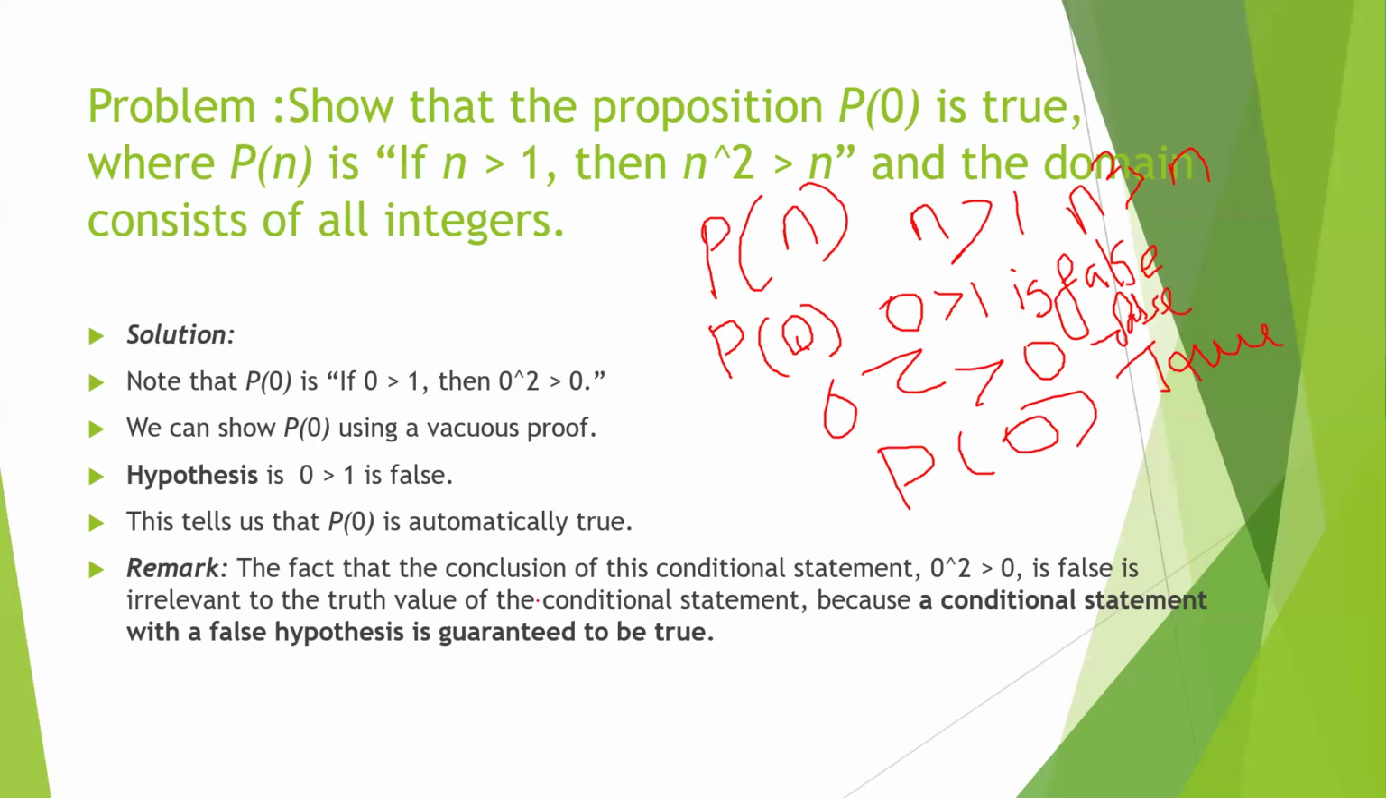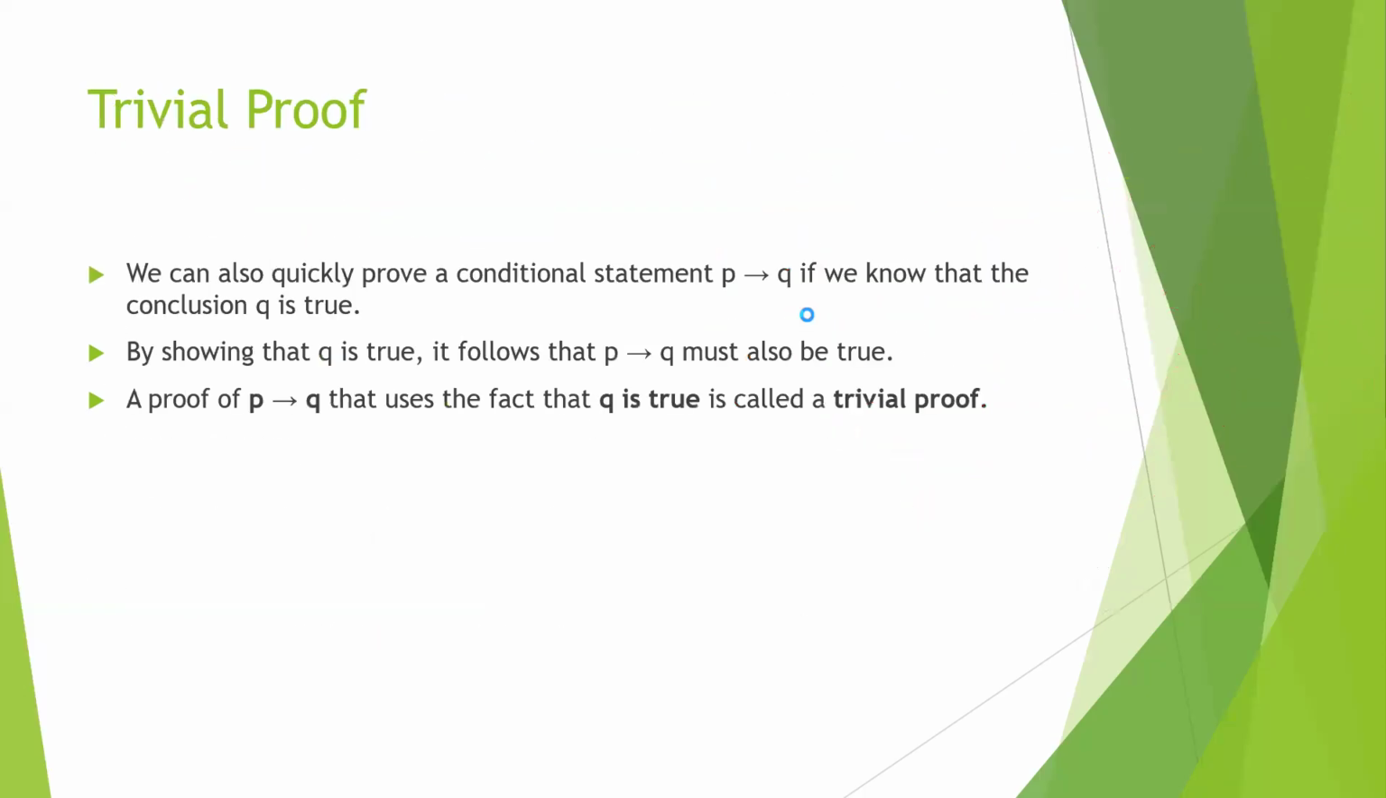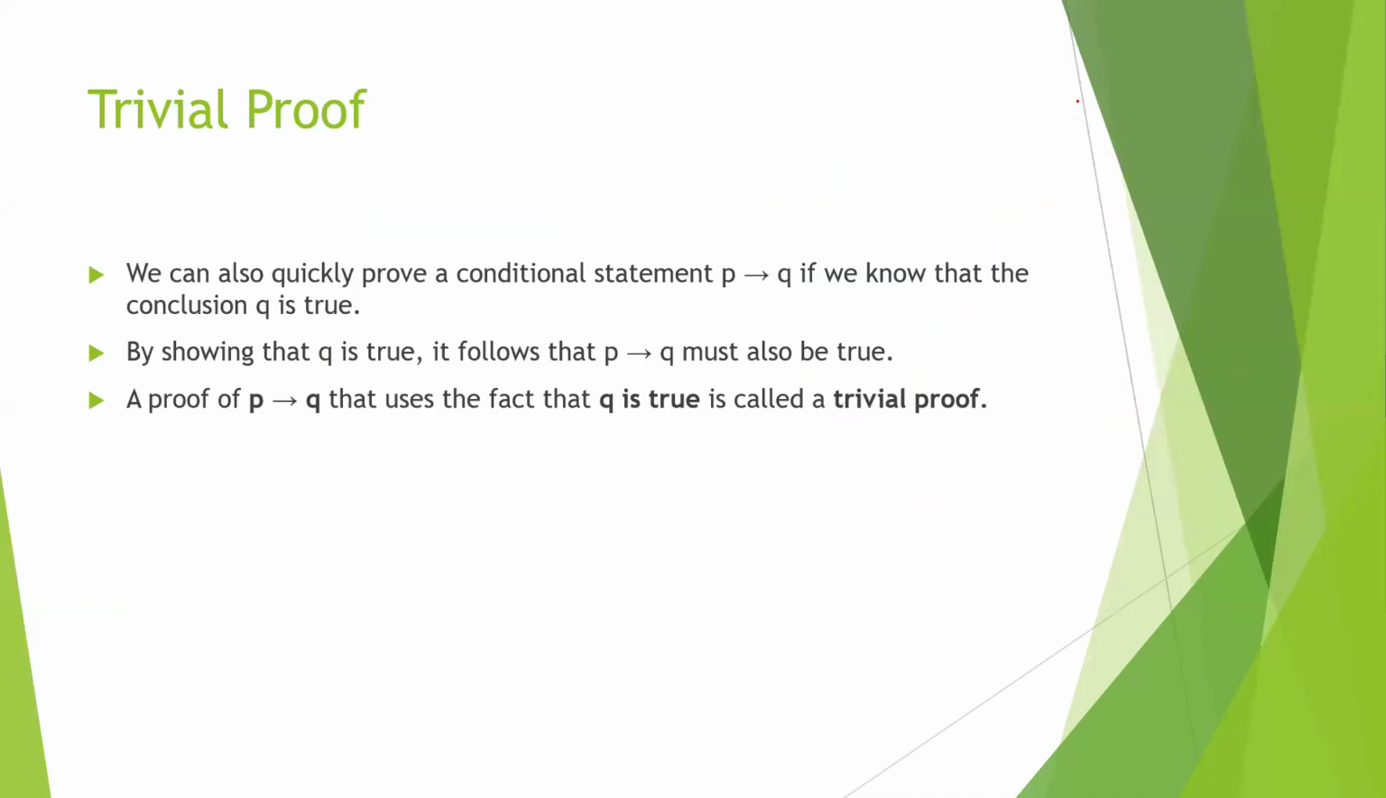That is irrelevant to the truth table of the conditional statement, because a conditional statement with a false hypothesis is guaranteed to be true. This is a false hypothesis. If P is false, P implies Q must be true. Hence we prove that P(0) is true.